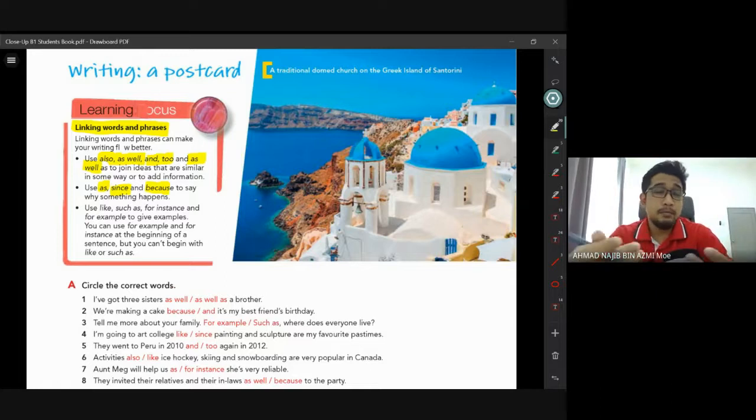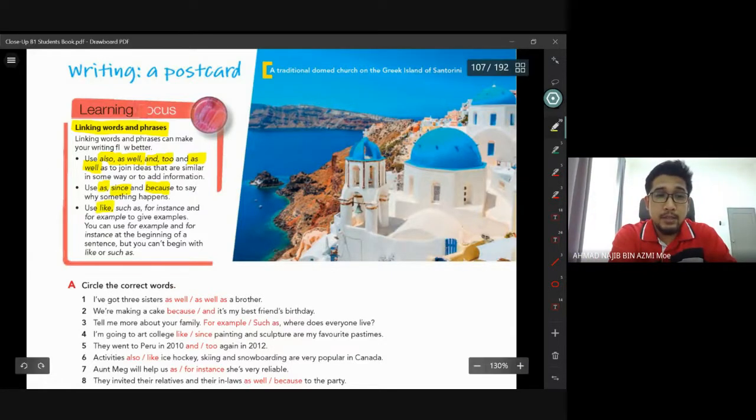Bila kita nak bagi sebab, janganlah semua benda kita guna because. We can also use since, we can use as well. And the third one is we can use like, such as, for instance, and for example, to give examples.